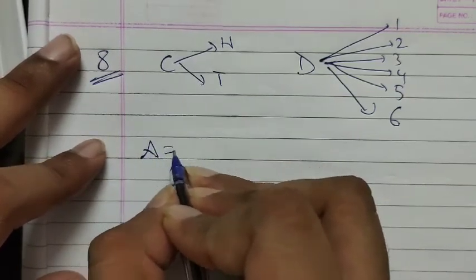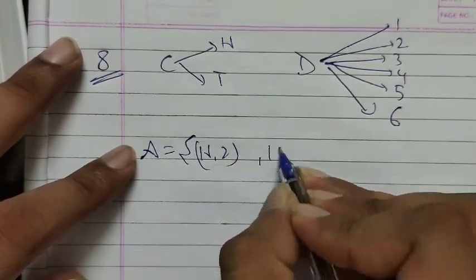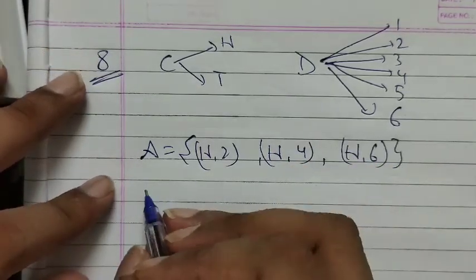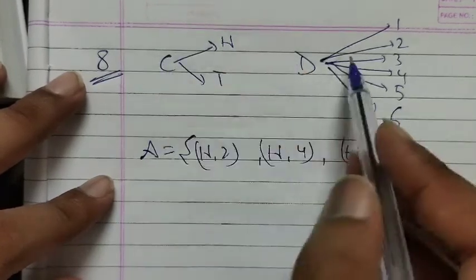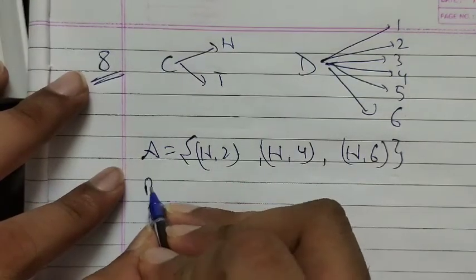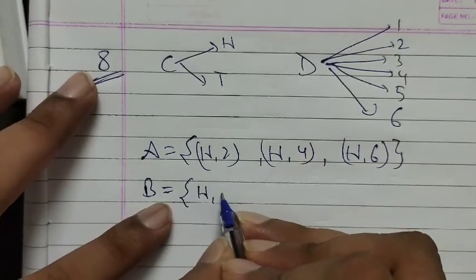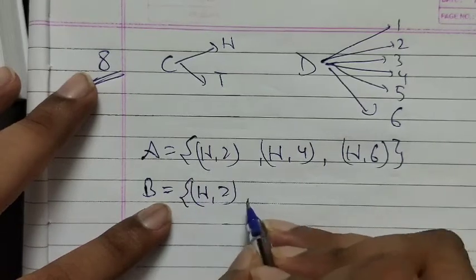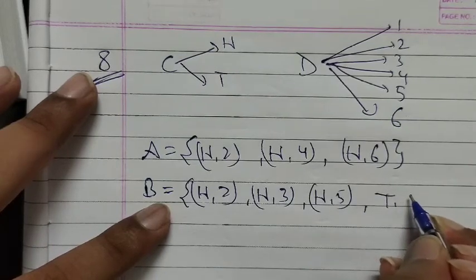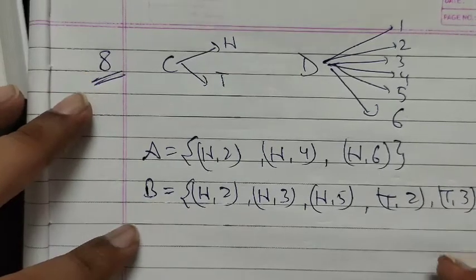A is an event getting a head and an even number. So head with an even number. This is event A. The experiment is these two, and the event is A, right? B is an event getting a prime number. So head with 2 is possible, 2 is a prime number, head with 3 is a prime number, head with 5, or tail with 2, tail with 3, tail with 5, right?